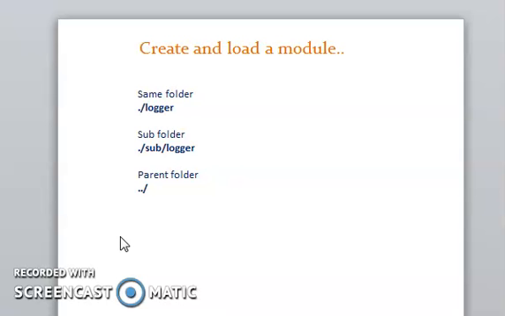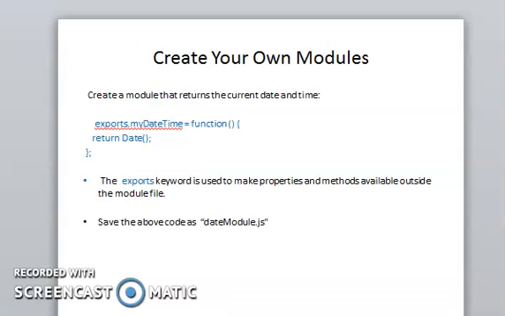If it is in the parent folder, that is, your main folder, then you can use double dot slash. By using double dot slash, it denotes that your file is in the parent folder. By using these three ways you can access your files or folders. Okay, then next is creating your own module.